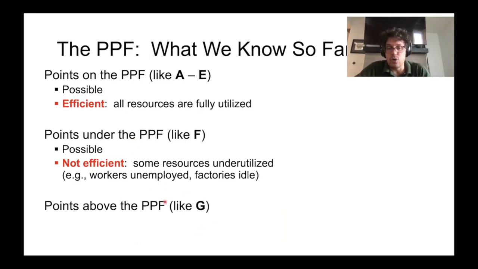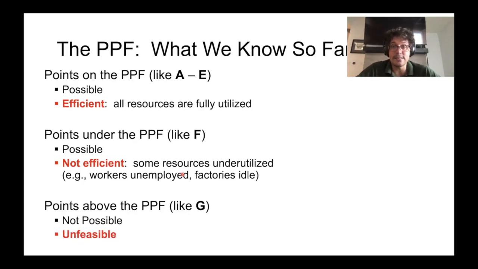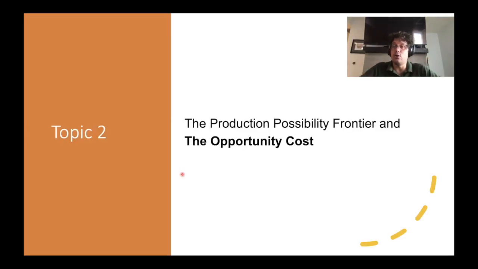And last but not least, we look at points like the G point that was unfeasible. So given the resources in the economy and given the technology, that point could not be reached by this economy. And this is it about allocations that are feasible and unfeasible, and among the feasible, the ones that are efficient and inefficient.